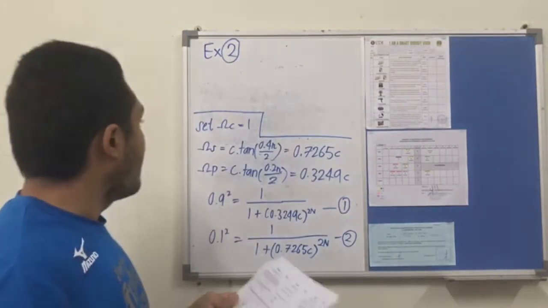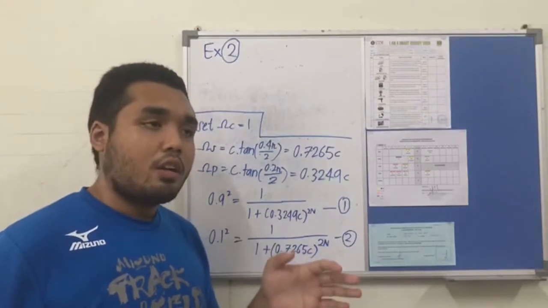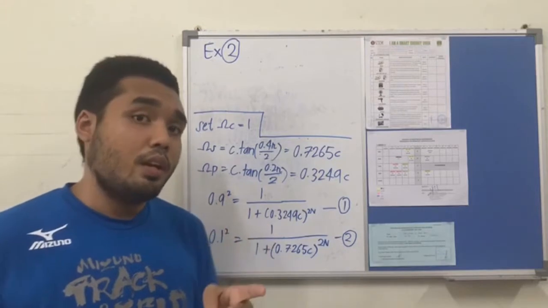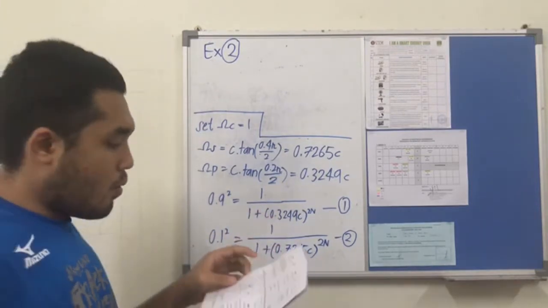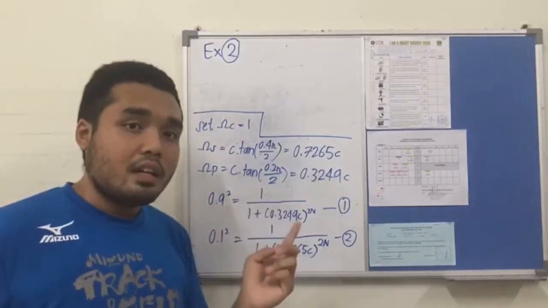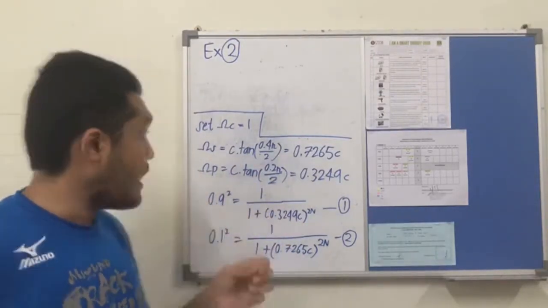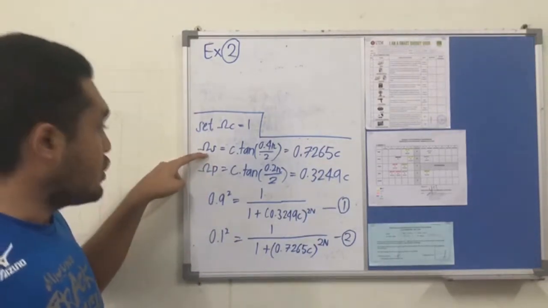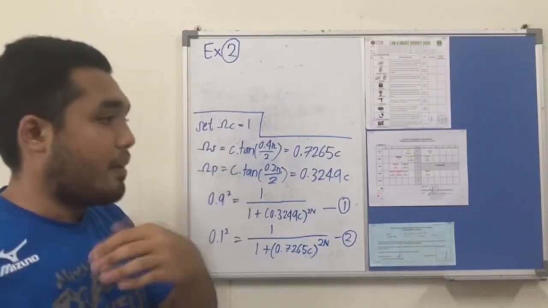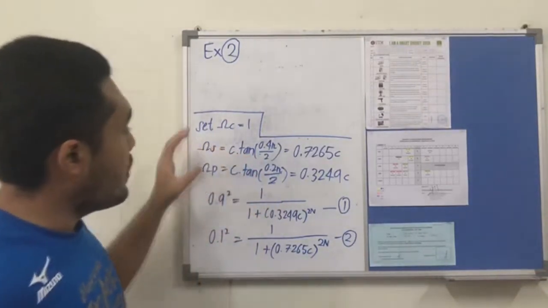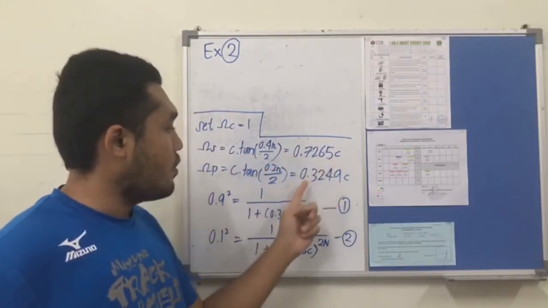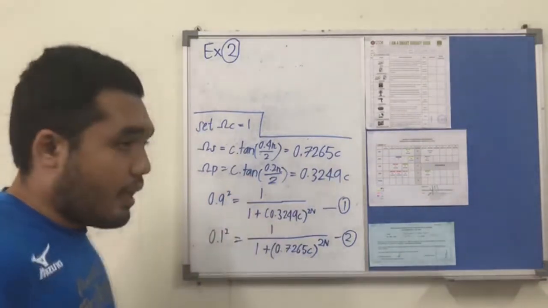Okay, next up, because we don't have the analog frequency, we can assume it equals 1. Then we can use the data information from before to get the analog signal for the stop band and pass band. We can use this formula, like my friend said earlier, and after we put in the information, we will get 0.7265 and also 0.3249.